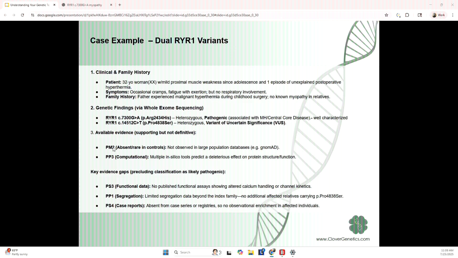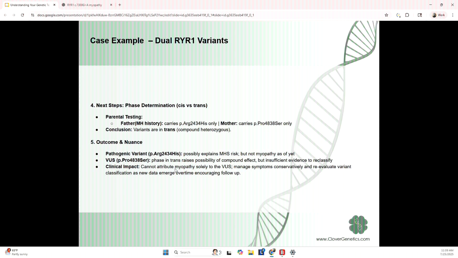However, the evidence below here are things that were not identified, and again, we need a high level of confidence when we're classifying these variants. Precisely with this one, they were not able to identify any previous case reports, any functional data, so any published assays specific to this variant, or other families where they were able to segregate this variant, where we're seeing individuals with this change showing symptoms.